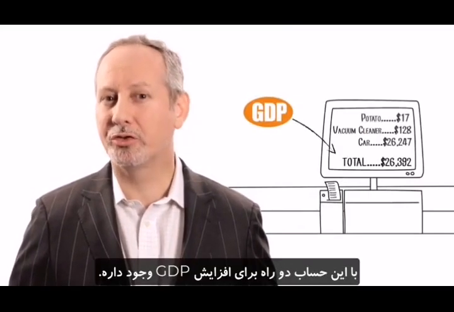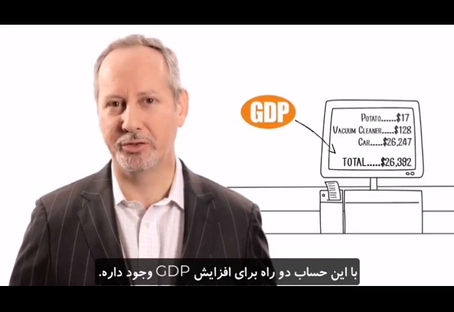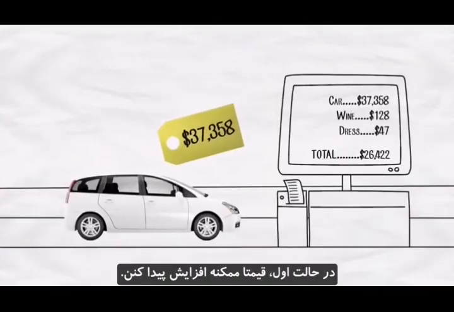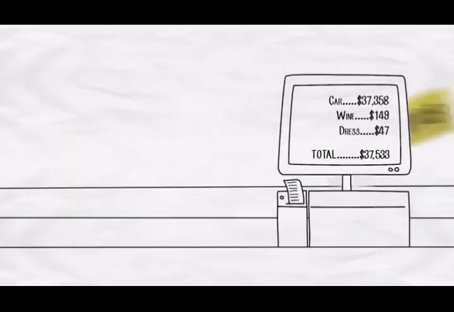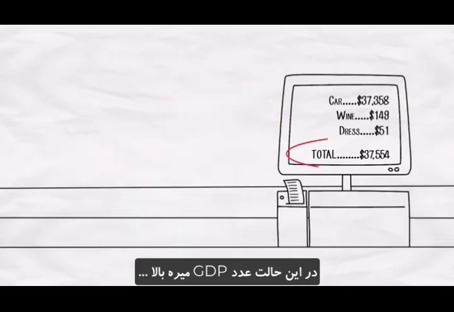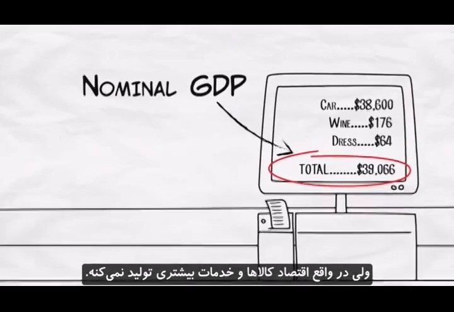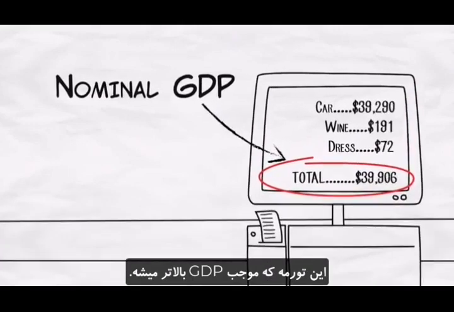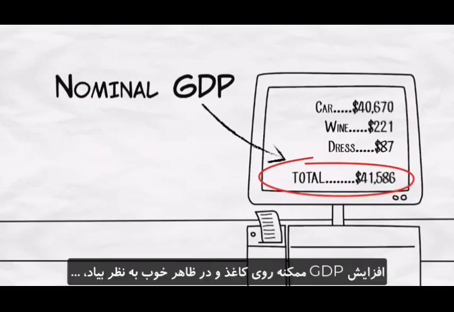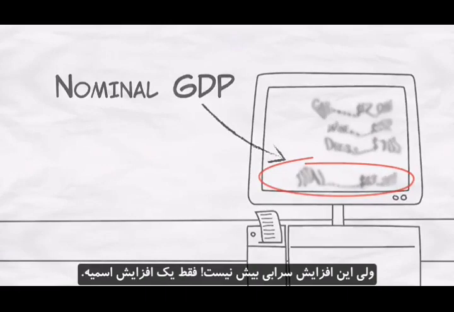So that means that there are two ways that GDP can increase. First, prices can increase. In this case, the GDP number goes up, but the economy isn't actually producing more goods and services. It's inflation, which is driving the higher GDP. The increase in GDP might look good on paper, but it's a mirage, a nominal increase only.